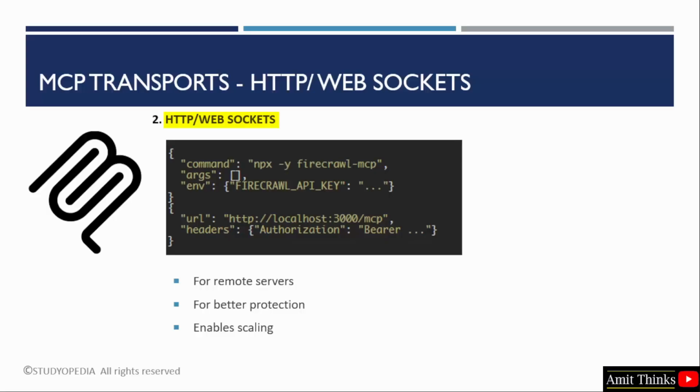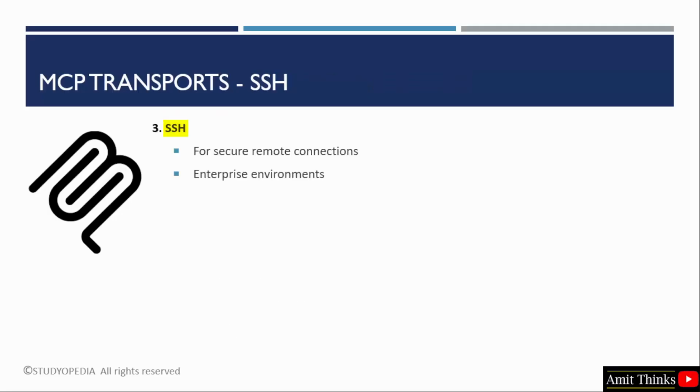Okay, in this we have shown the command which we used before to set the environment. With that we have also set the URL and the headers. Since we'll work on our local system, we will use localhost. This is basically used for remote servers, and it also helps in enabling scaling. The third one is SSH, that is secure shell. This is used for secure remote connections as well as for enterprise environments.